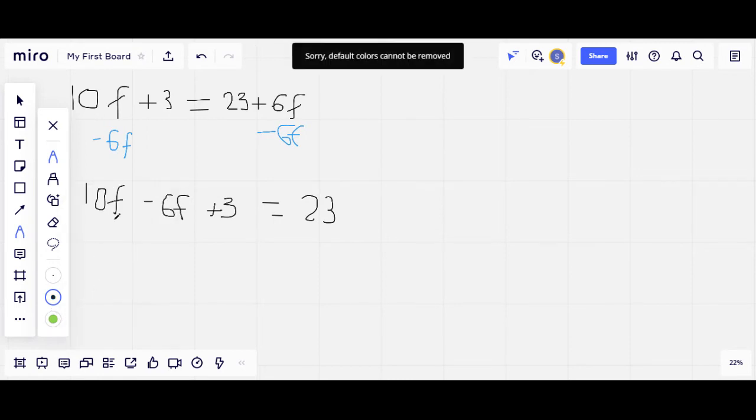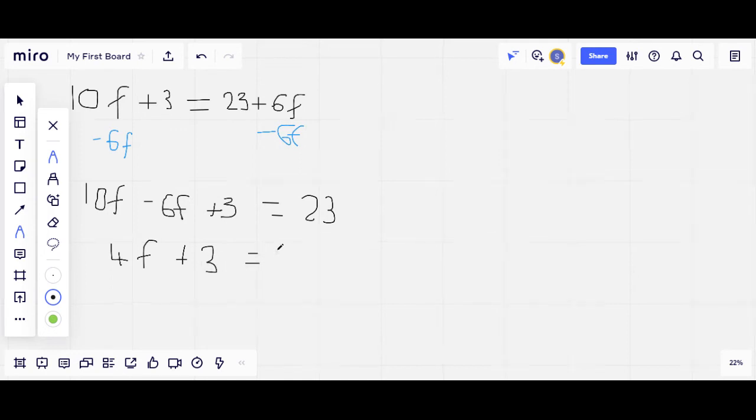So we actually don't need to show that there. So we can go 10f minus 6f, 10 minus 6 is 4. So that will be 4f. Yeah, so 4f plus 3 is equal to 23. Next step here. So now this is just looking like one of the regular equations that we would have been working through already. So all the pronumerals are on the left-hand side. So now we can just solve for f.